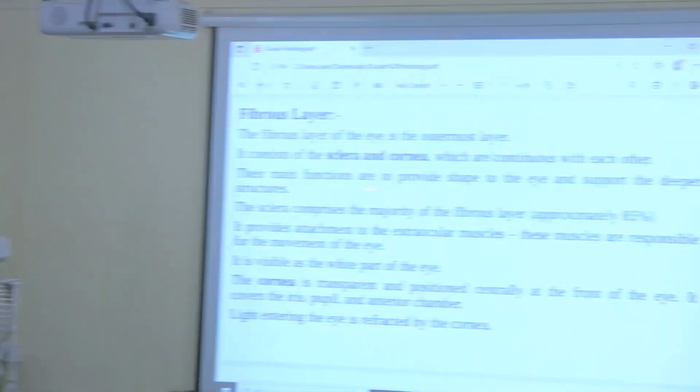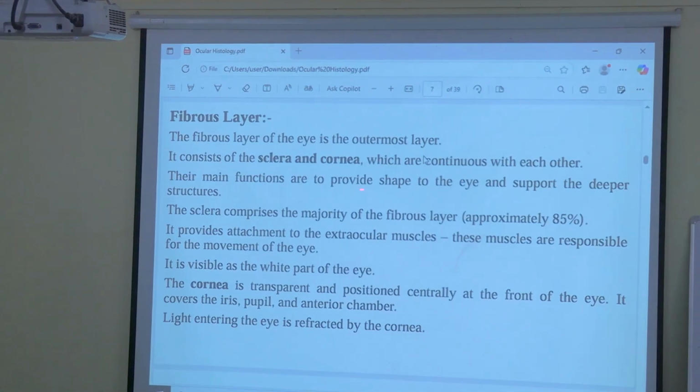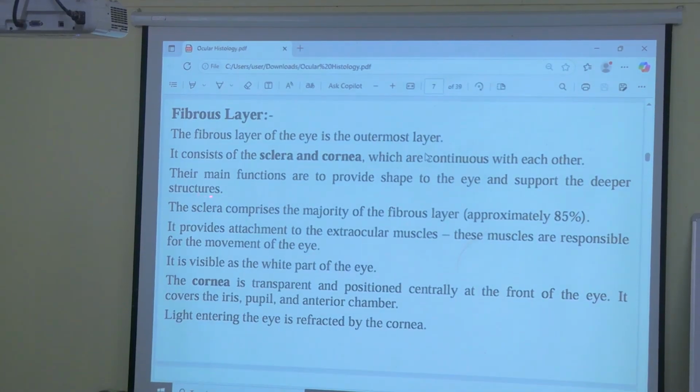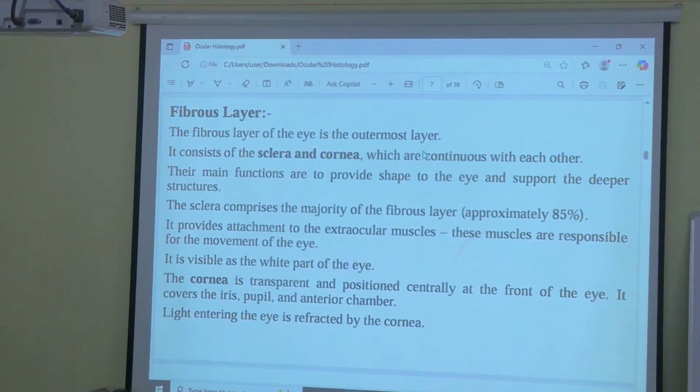Now, the main function of the fibrous layer is to provide the shape of the eye and support the deeper structure. That is the main function of the fibrous layer. Next, if you see, the sclera comprises the majority of the fibrous layer, approximately 85%. Only 15% is made up of cornea, the rest 85% of the eyeball is covered by sclera.